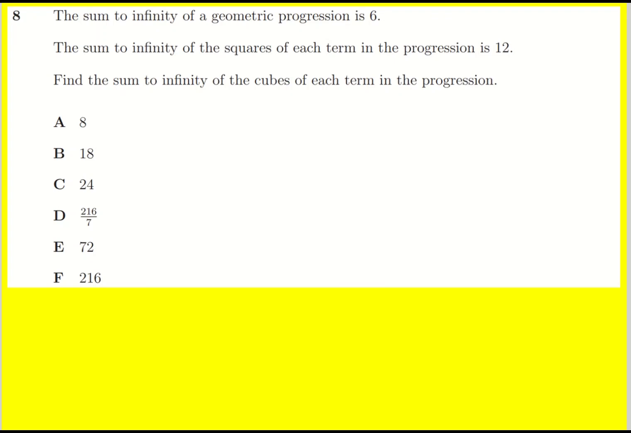Really great question on geometric progressions here. So we're told the sum to infinity of a geometric progression is 6. We might straight away just write down a over 1 minus r equals 6. That's what I did. But don't forget that there's actually the sum of a plus ar, and this is normal notation, plus ar squared from then onwards.